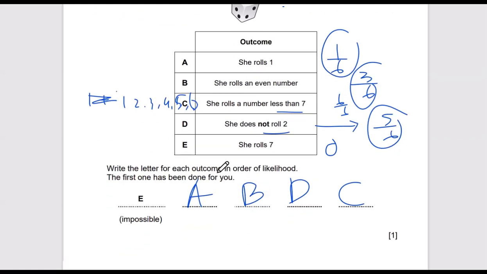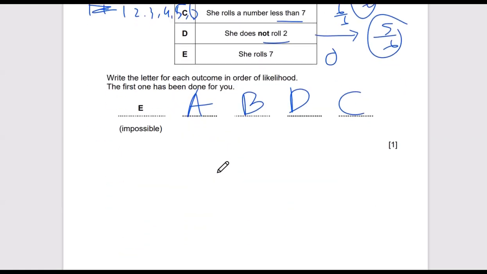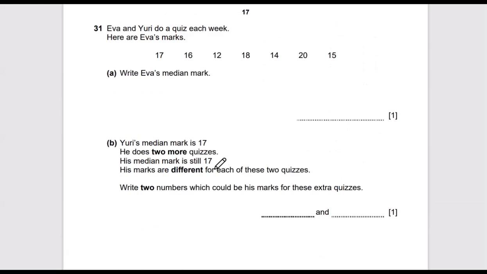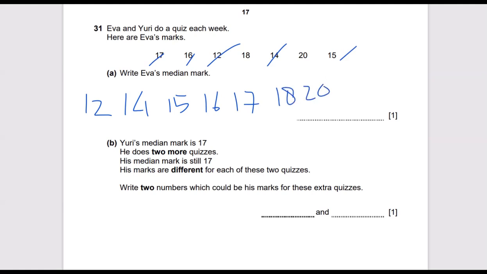Alright, next number will be 31, and we have 32 left. Eva and Yuri do a quiz, and each week here is Eva's mark. Write down Eva's median mark. So for the median mark, we have to arrange from smallest to greatest: 12, 14, 15, 16, 17, 18, and 20. So the median is the middle. So 1 from left, 1 from right. So we got the median is 16. That will be the manual way to get the median.